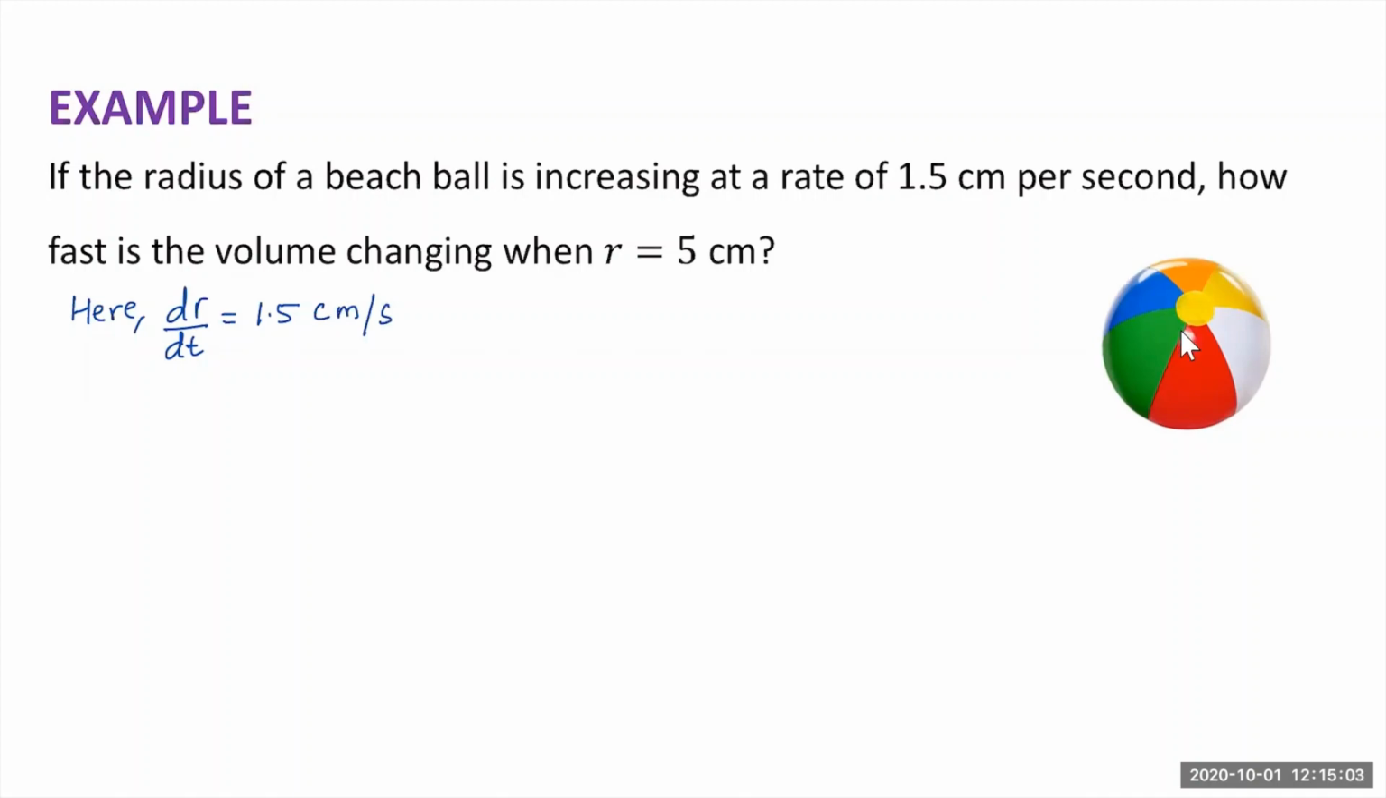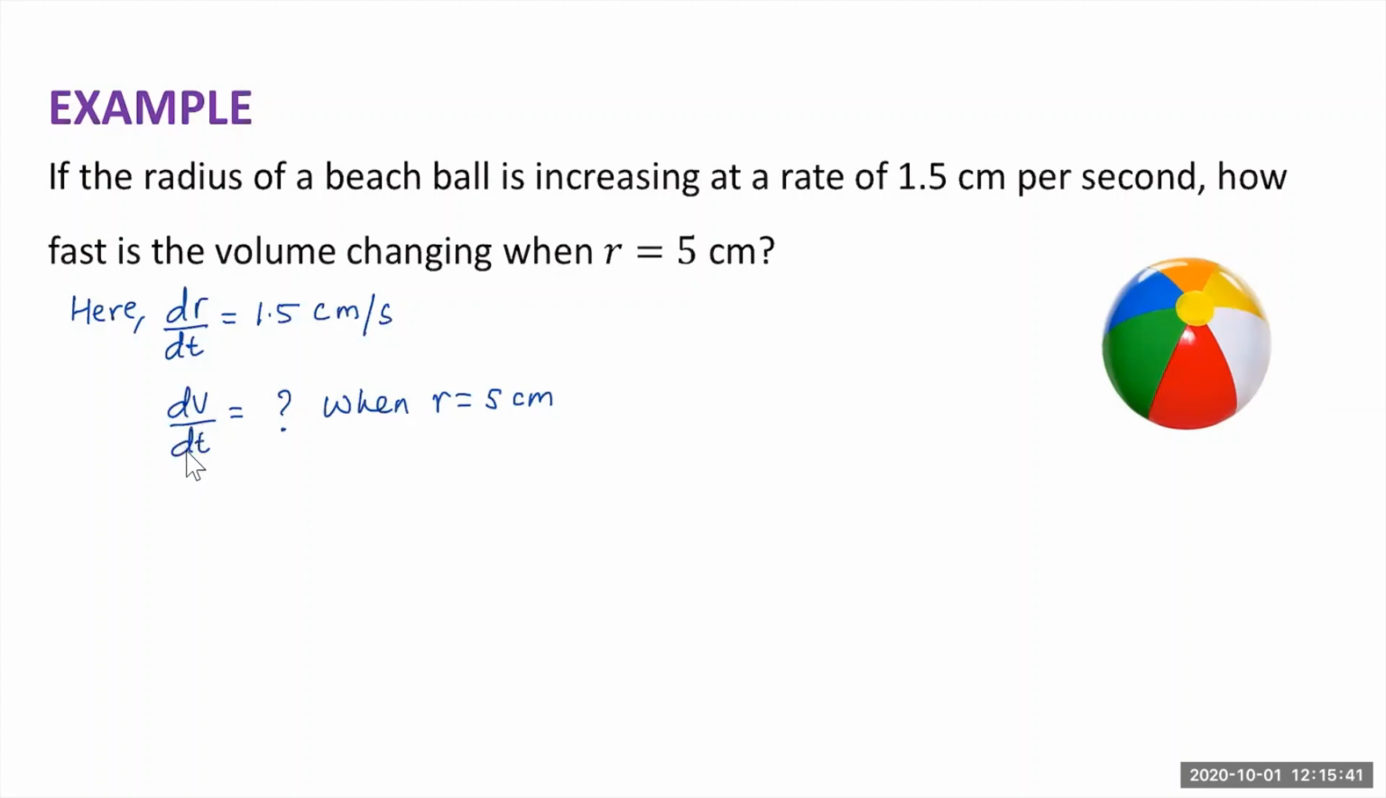So every second, the radius of the ball is increasing. Now what we have to find is how fast the volume is changing. dV over dt, change in volume with respect to time, is how much when the radius is 5 centimeters. When the radius was 5 centimeters for this ball, how fast is the volume changing, given that the radius is already changing at the rate of 1.5 centimeters per second.